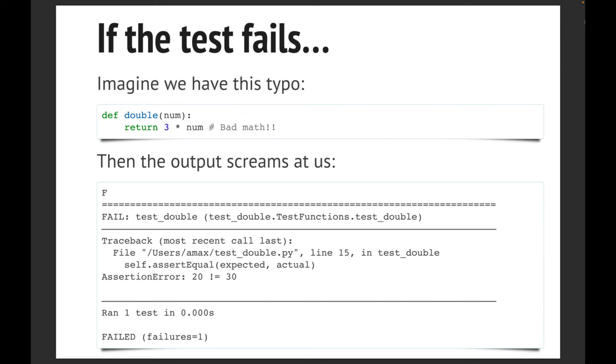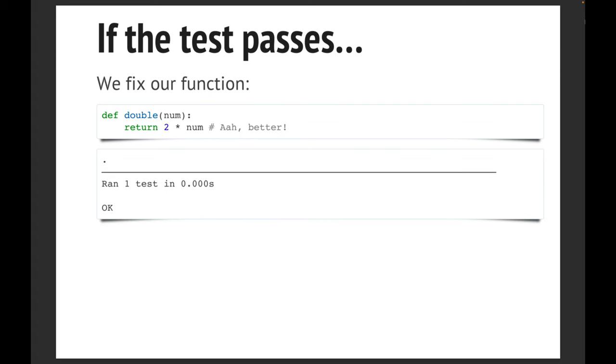This is so useful, because often you will have many of these assertions. Dozens, maybe more. And this output tells you exactly what went wrong and where, so you know what to focus on and fix. So we fix this function, replace 3 with 2. And look at the output now. A simple OK tells us that our test has passed and our code works perfectly.